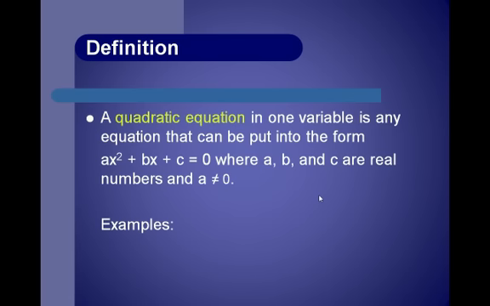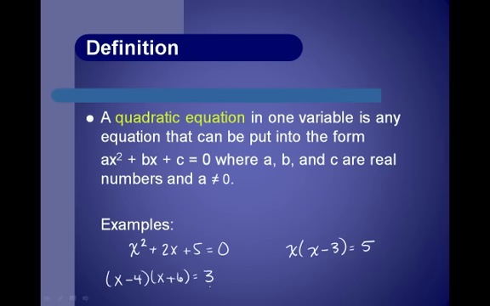Some examples are x squared plus 2x plus 5 equals 0, x times (x minus 3) equals 5, (x minus 4) times (x plus 6) equals 3, and 4x squared plus 7x minus 9 equals 4.